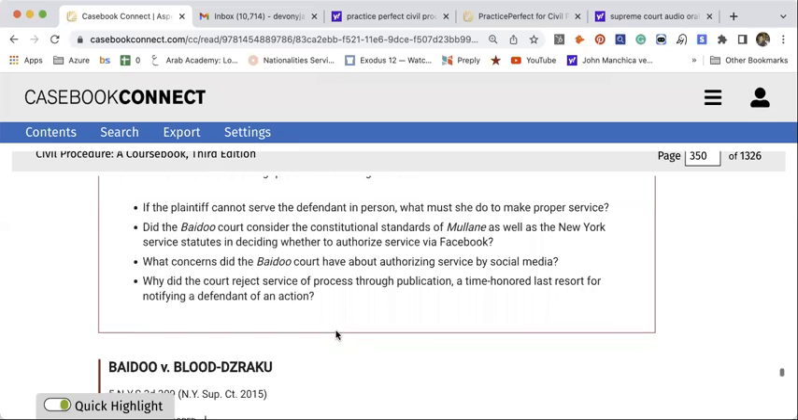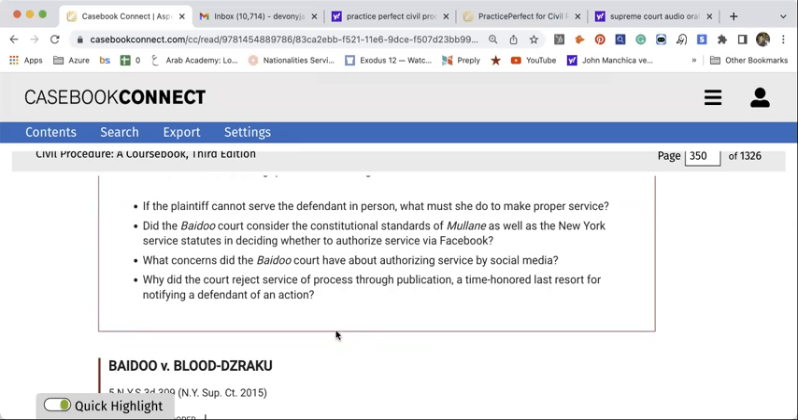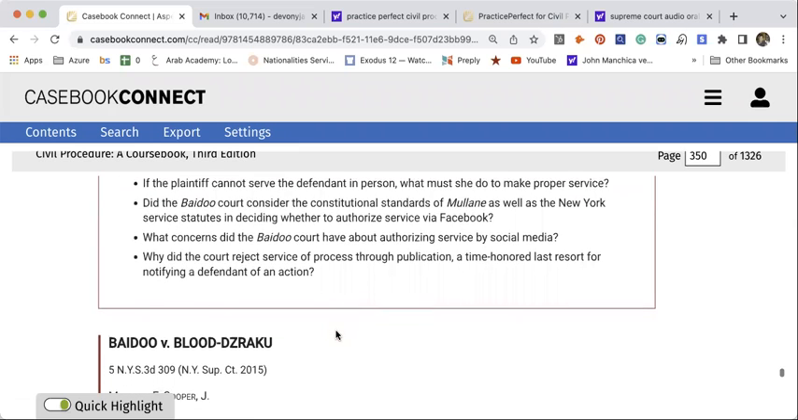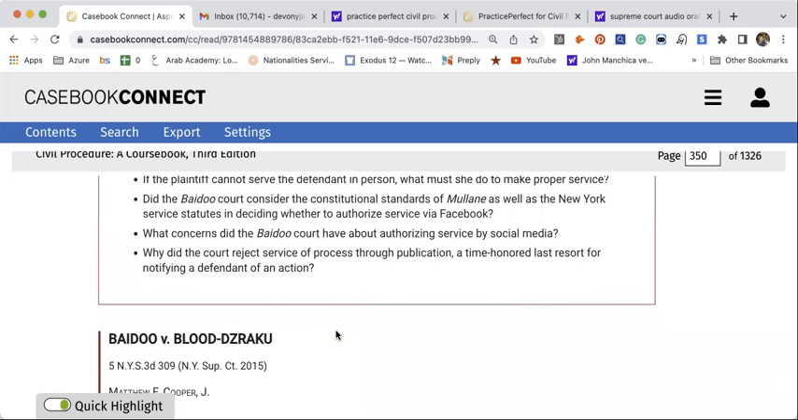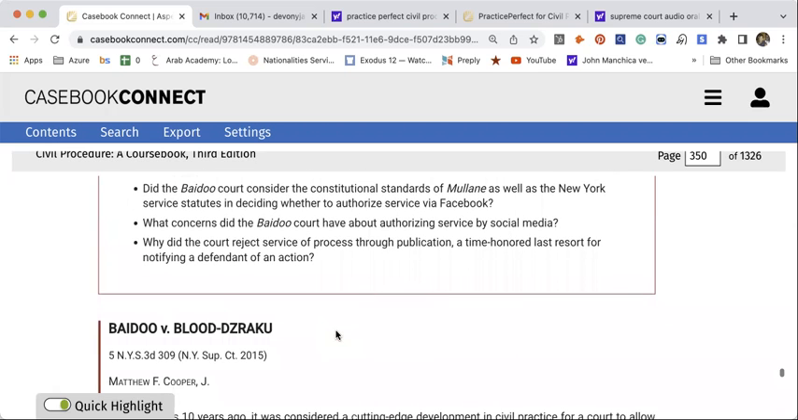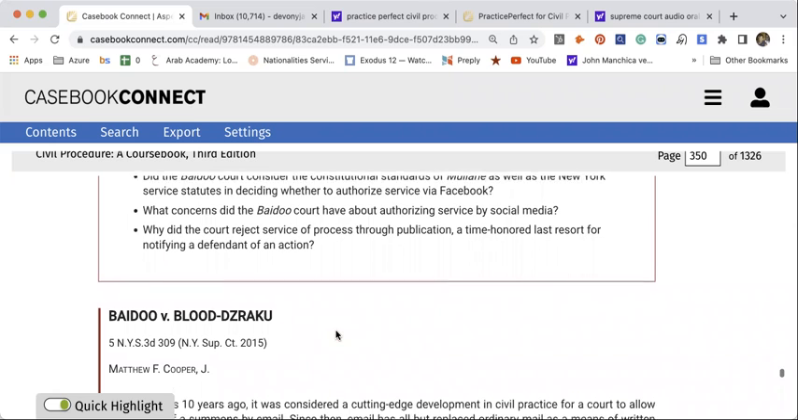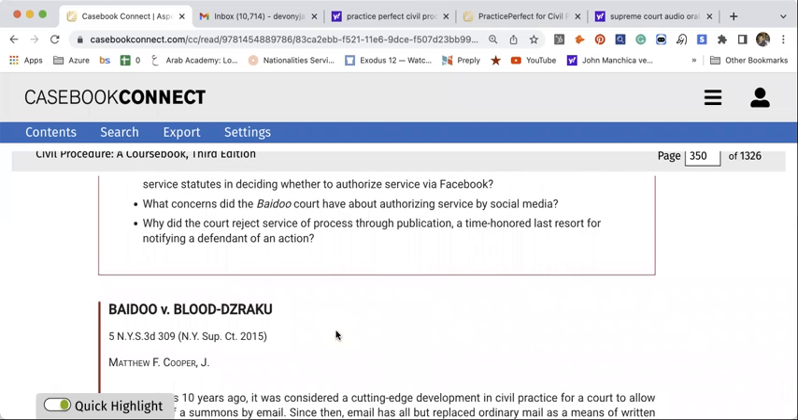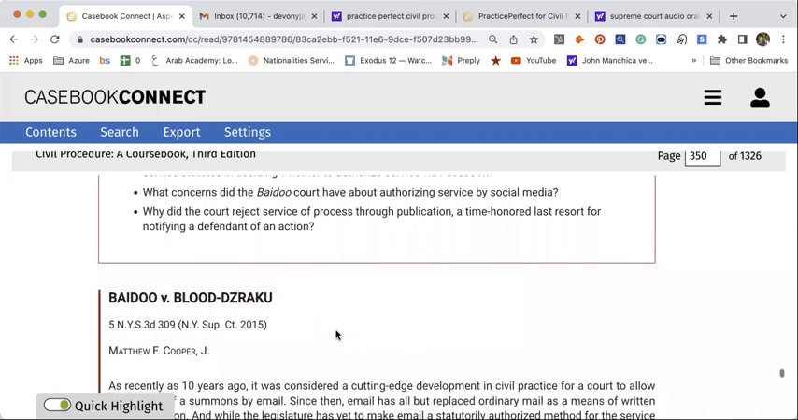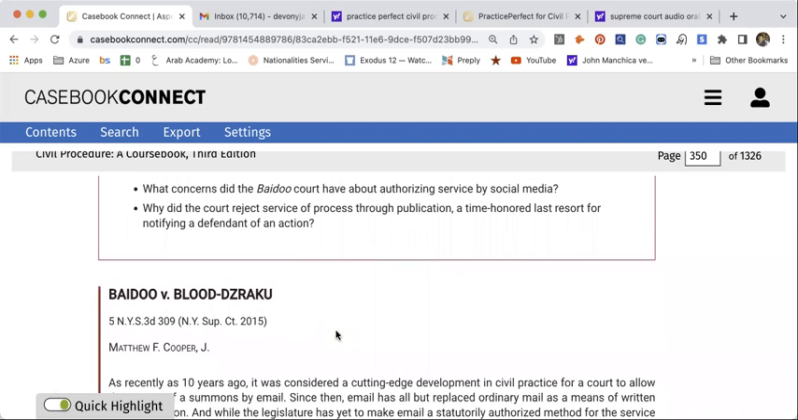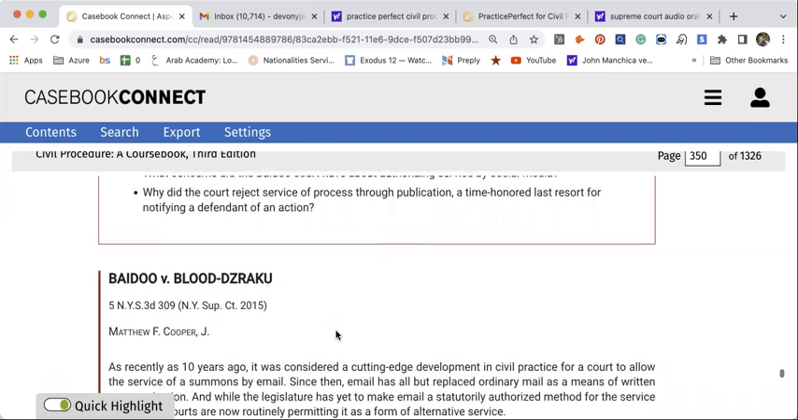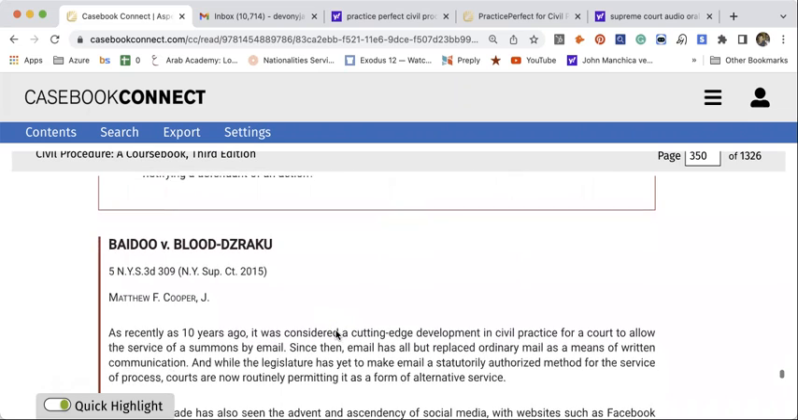If the plaintiff cannot serve the defendant in person, what must she do to make proper service? Did the Baidoo court consider the constitutional standards of Mullane, as well as New York service statutes, in deciding whether to authorize service via Facebook? What concerns did the Baidoo court have about authorizing service by social media? Why did the court reject service through publication, timeline, or last resort for notifying the defendant of an action?